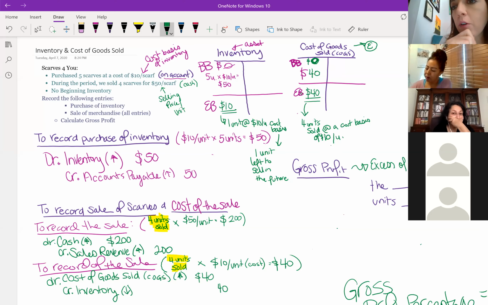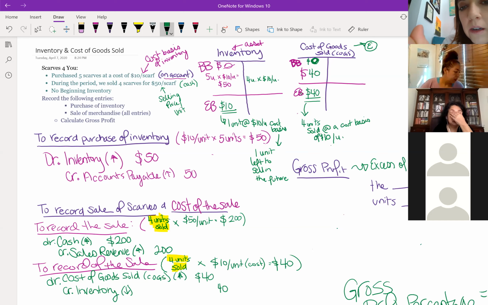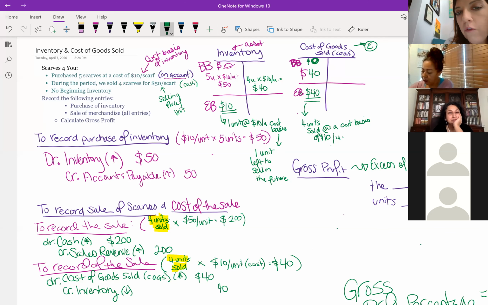Let's see if we were correct in what we did. 4 units were sold at $10 per unit, which is what we credited to inventory. So $40 was credited to inventory in our journal entry. $50 plus 0, beginning balance, minus the 40 gives us 10. We started with 5 units in inventory. We sold 4 and we're left over with 1.